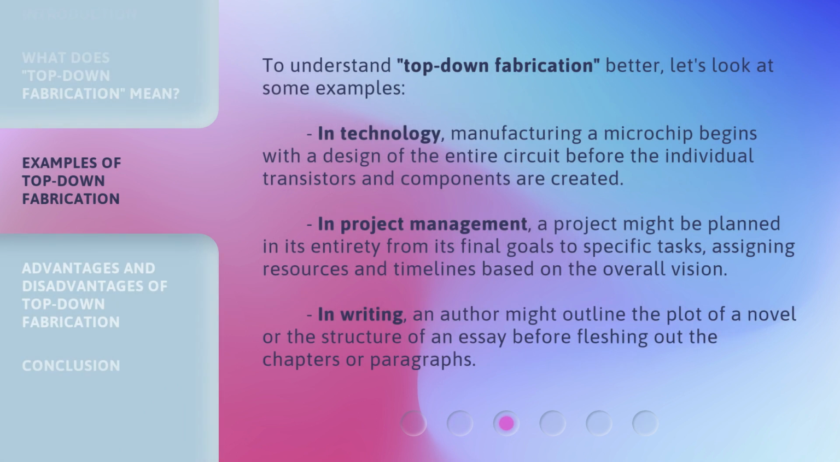To understand top-down fabrication better, let's look at some examples. In technology, manufacturing a microchip begins with a design of the entire circuit before the individual transistors and components are created. In project management, a project might be planned in its entirety from its final goals to specific tasks, assigning resources and timelines based on the overall vision. In writing, an author might outline the plot of a novel or the structure of an essay before fleshing out the chapters or paragraphs.